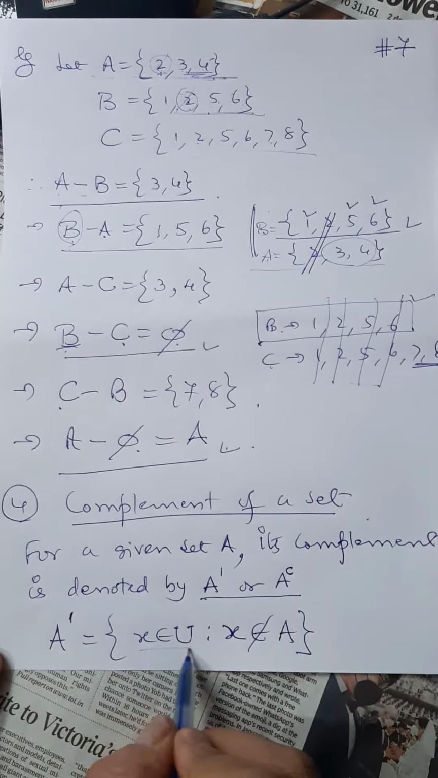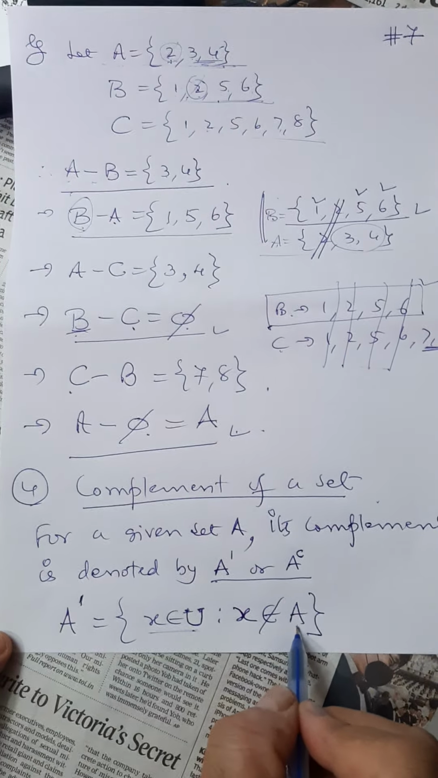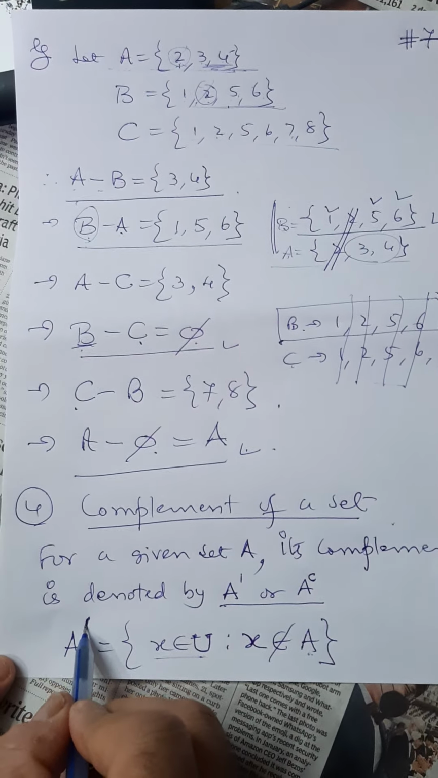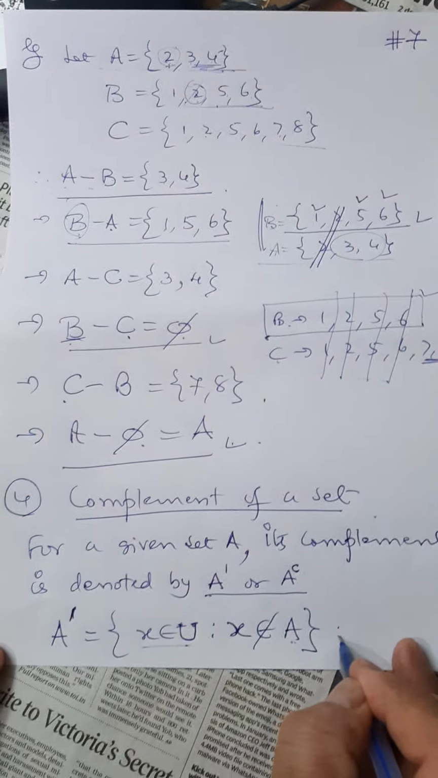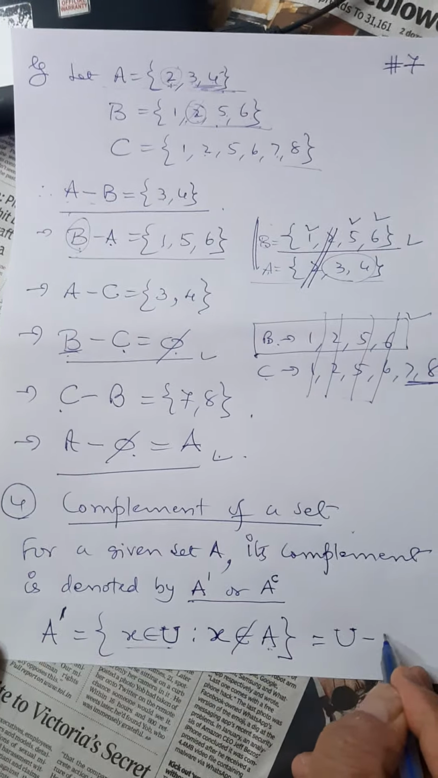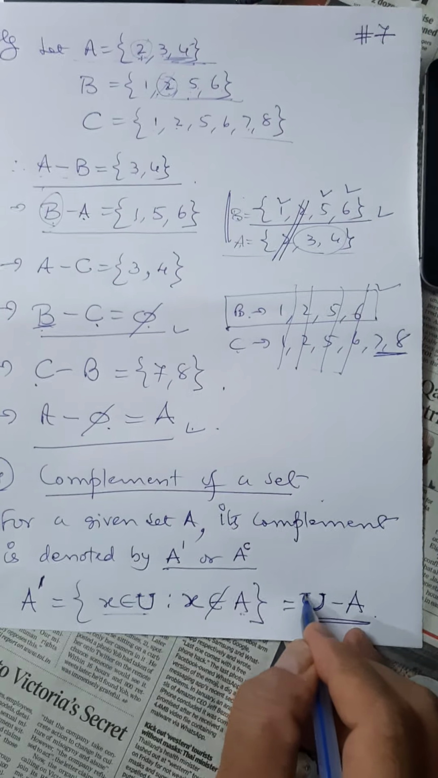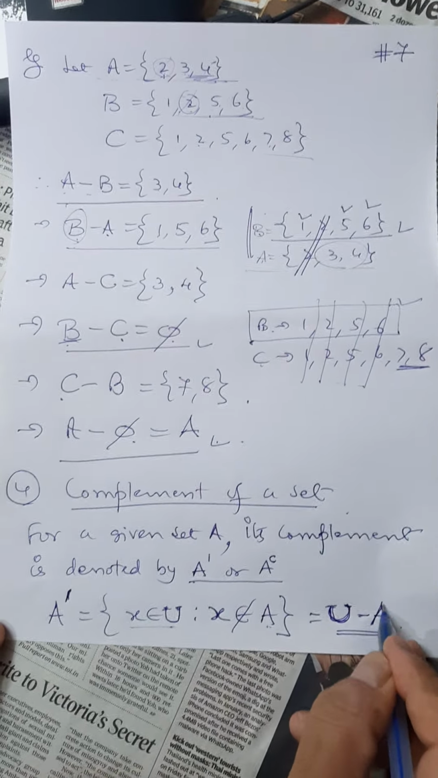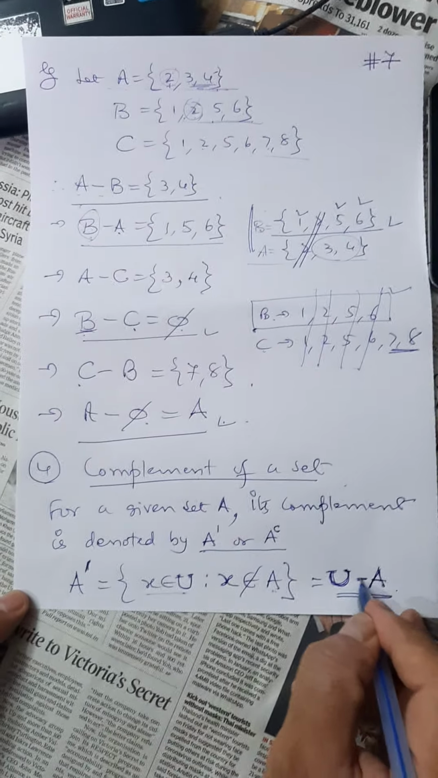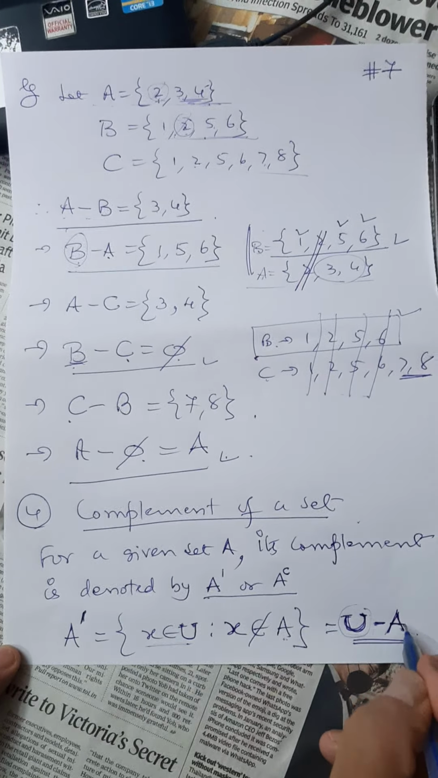All members of the universal set which are not present in the given set, that is other than the members of A, that is called complement of a set. In general, what you are doing basically here, from the universal set you are deleting all members of A, that is U minus A in short. A dash is nothing but the universal set minus A. From the universal set you drop the members of A, that is from the rectangle you drop the members of the circle.